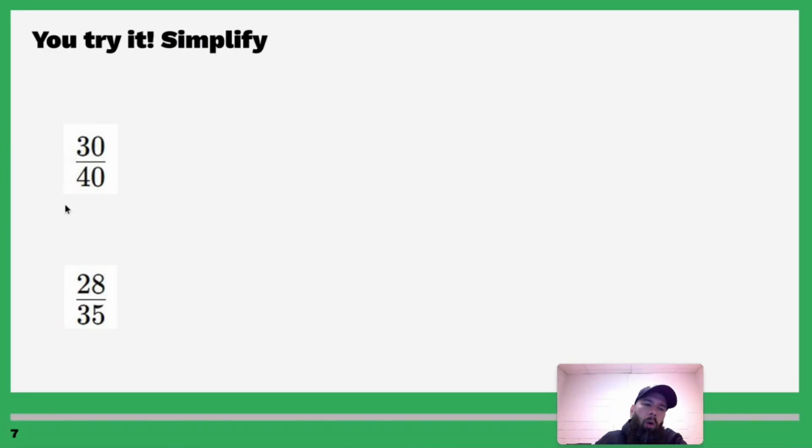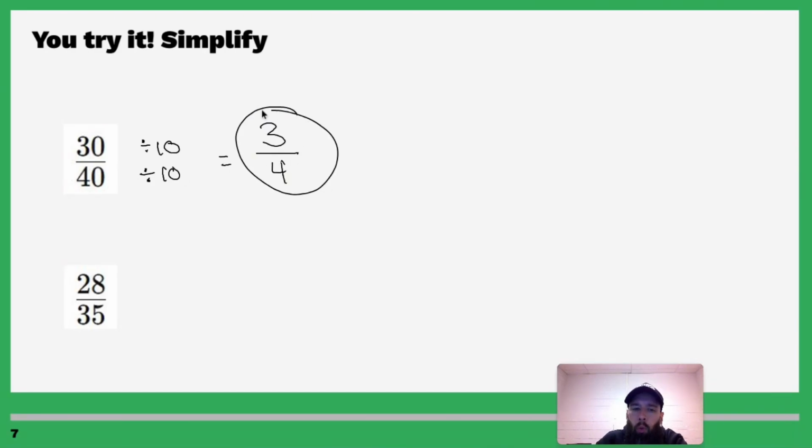Welcome back. What can I divide from both 30 and 40? I can divide both of them by 10. So let's divide the top and the bottom, the numerator and the denominator, by 10. 30 divided by 10 is 3. 40 divided by 10 is 4. Okay, very good. What can I divide both 28 and 35 by? How about 7? Divide the numerator by 7, divide the denominator by 7. 28 divided by 7 is 4. 35 divided by 7 is 5.